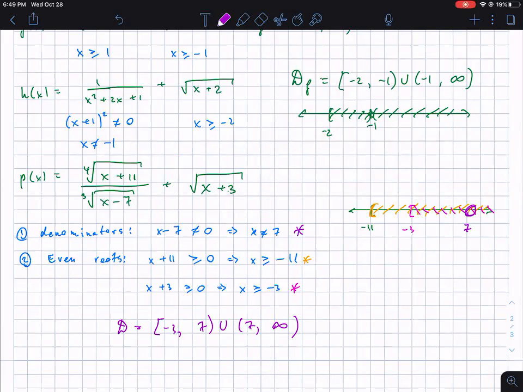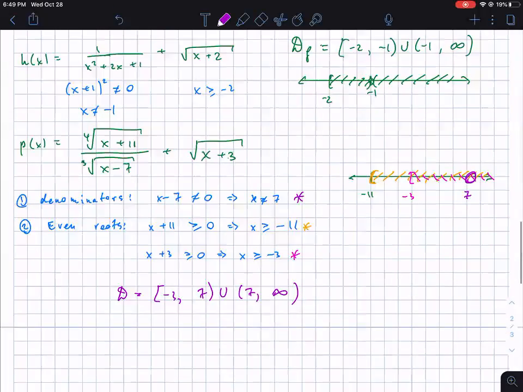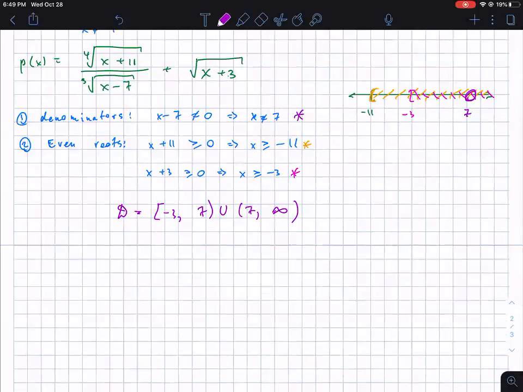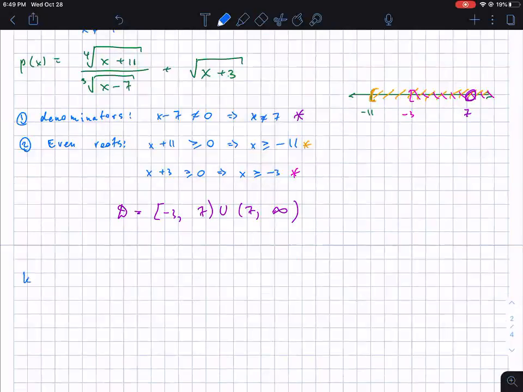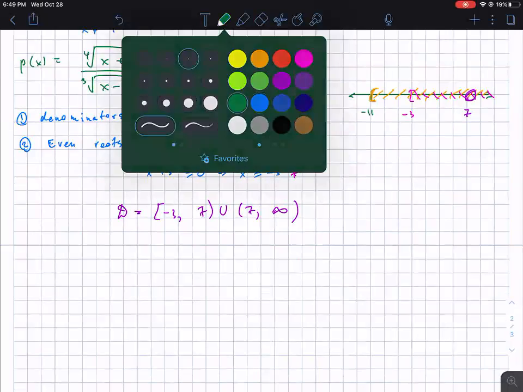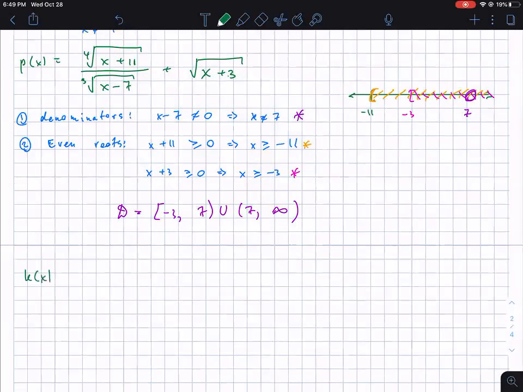Are we all okay? All right, so let's do one more. What about if you have, let's say, k of x is equal to square root of, let's do something fun. Yeah, what happened to -11?